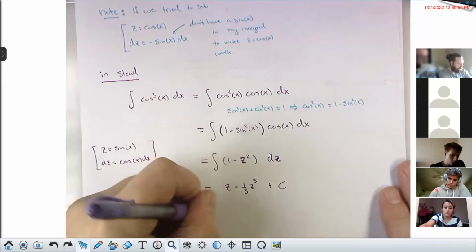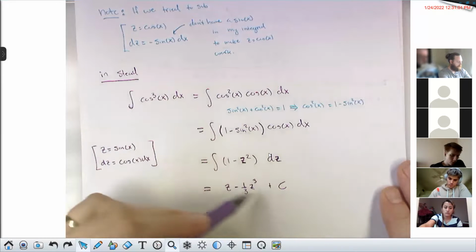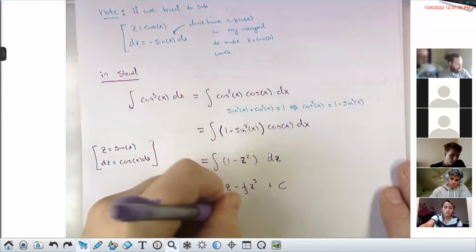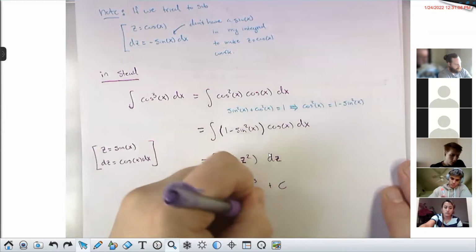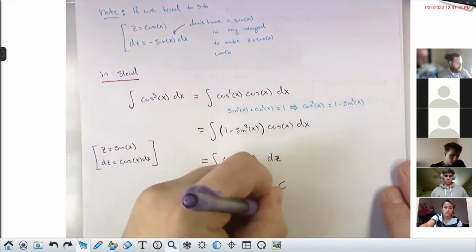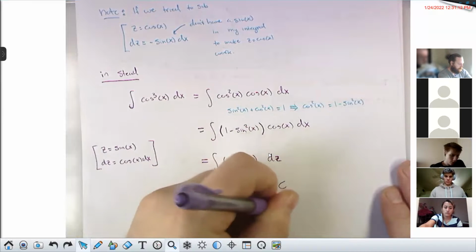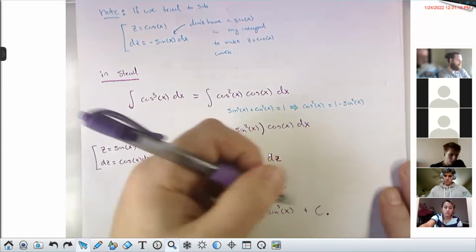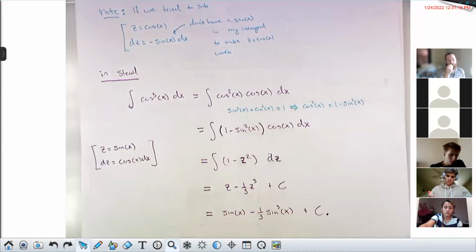And then, since it's an indefinite integral, I do have to replace this variable z by what it was originally, which is sine x. So this is sine x minus 1/3 sine of x all cubed, which is sine cubed x plus a constant. That is the integral or antiderivative of cos cubed. Not bad, right?